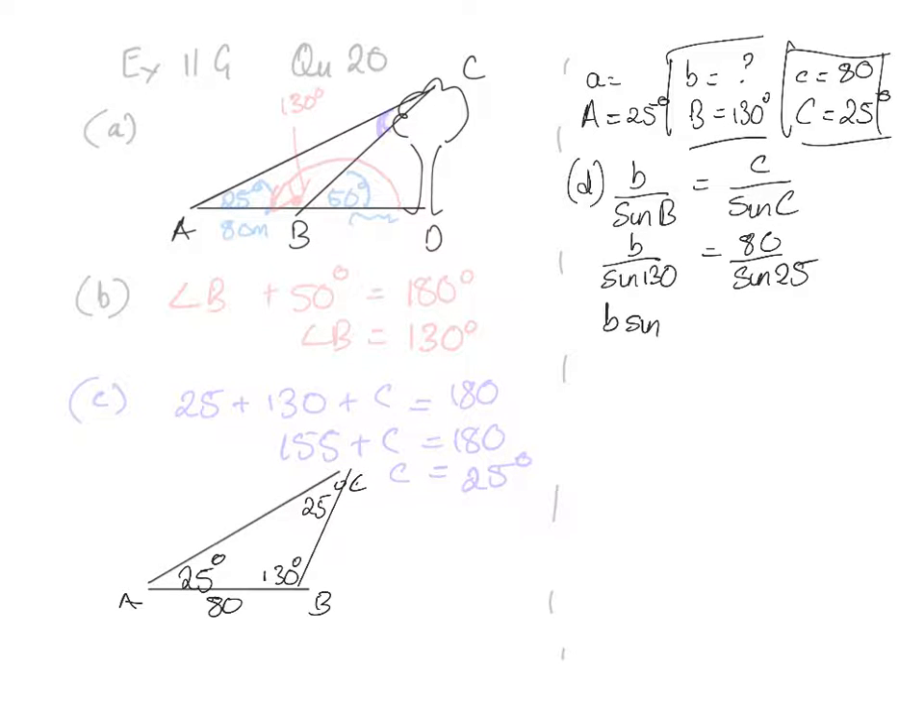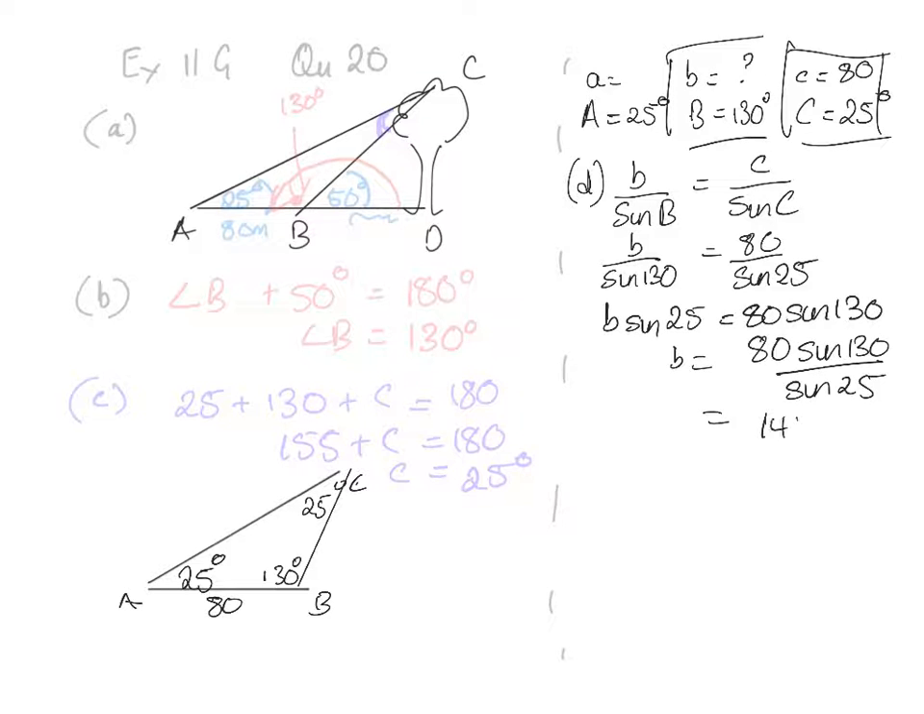B sine of 25 is equal to 80 times sine of 130. When you get B by itself, 80 sine 130 divided by sine of 25, and that equals, so we get 145.009, 145.01 if you like. We'll put the units there. That's to 2 decimal places.